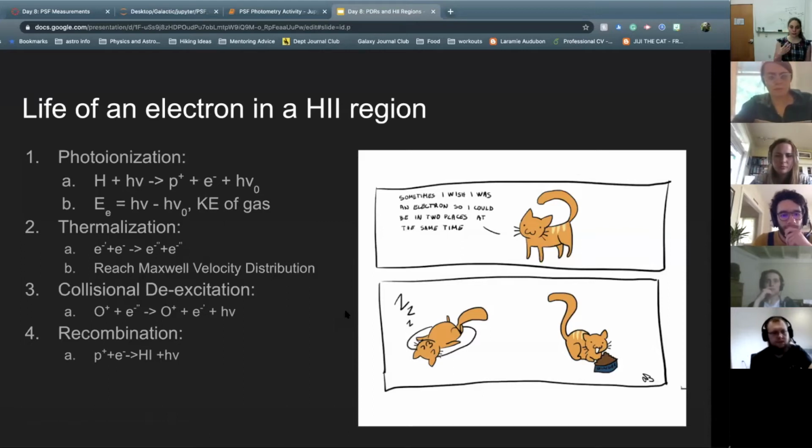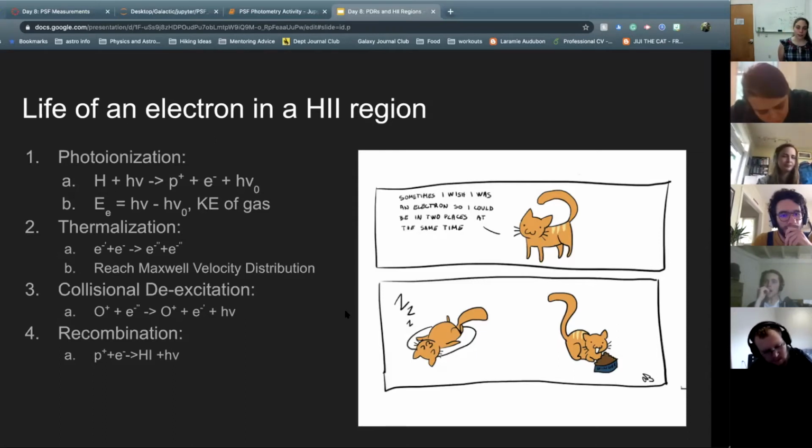Now I'm going to switch. We know how big H2 regions are. I wanted to spend a little bit of time talking about what a life looks like for an electron inside of an H2 region. So these are four main steps that might happen if you are an electron inside of an H2 region. First thing that's going to happen is you're going to be in a hydrogen. You're going to be hit by a photon with at least an energy of 13.6 electron volts, and you will be ionized. So you will fly off into your H2 region. You are free. You are no longer part of the hydrogen.